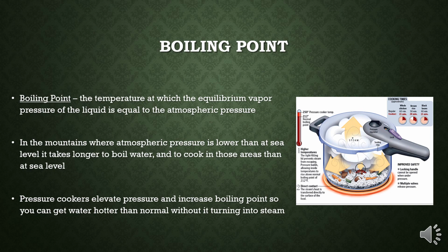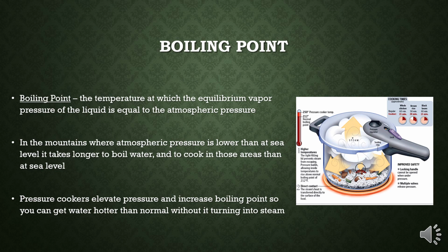Boiling point. This is the temperature at which the equilibrium vapor pressure of the liquid is equal to the atmospheric pressure. In the mountains, where you have a much lower atmospheric pressure, it takes longer to boil water and to cook than at sea level. This is why it takes a lot longer to boil an egg here than it does down at the Oregon coast. Pressure cookers elevate pressure and increase the boiling point so you can get water hotter than normal without all of it turning into steam.